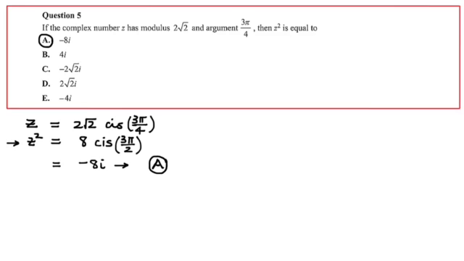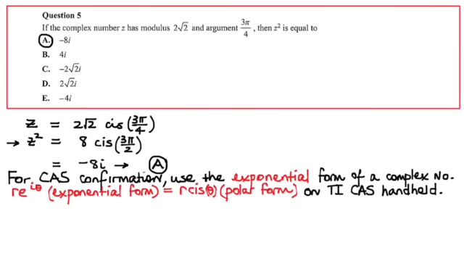Hooray for option A. Now, as I said, if you were a CAS nut, we would do it this way. For CAS confirmation, you would use the exponential form of a complex number. Now, guys and gals, I need to explain to you that the TI-CAS handheld device calls polar form what I would refer to as exponential form. And it's in this form here. r e to the i theta is actually very easy to unravel as the same thing as r cis theta, which we understand as polar form.